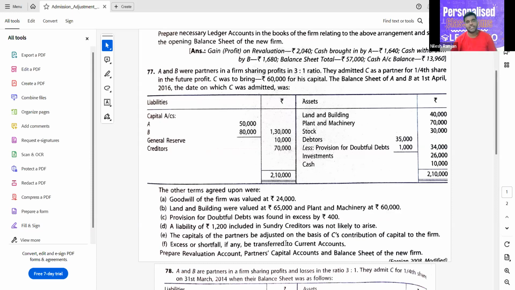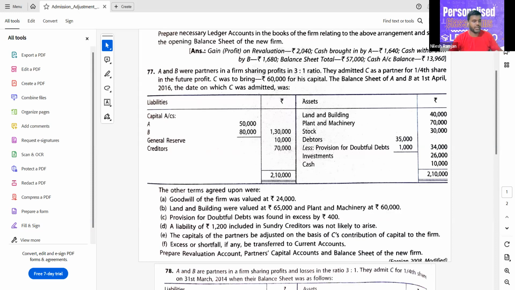The last line is: excess or shortfall, if any, be transferred to current account. Generally, we withdraw the amount or we bring the amount, whatever the excess or shortfall. But in this portion, it is saying that if there is any excess or shortfall, then it will be transferred to partners' current account. Prepare revaluation account, partners' capital account, and balance sheet of the new firm. So this is our portion.